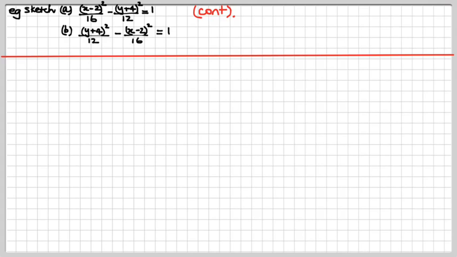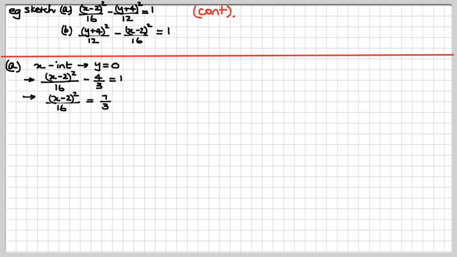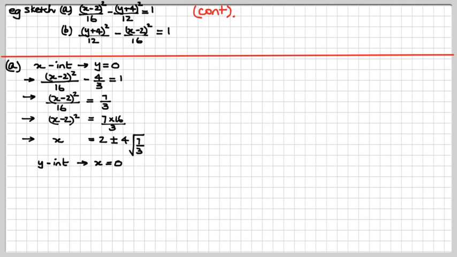All right, now let's go for it. Here comes all the tedium now. Here's A. X-intercept means y is 0. Therefore, we get to that. Y is 0, 16, 4 over 3, that's right. So therefore we get that, and therefore we get that, and therefore we get that as our x-intercepts. Now the y-intercept would be when x is 0, so let's do the same for that.